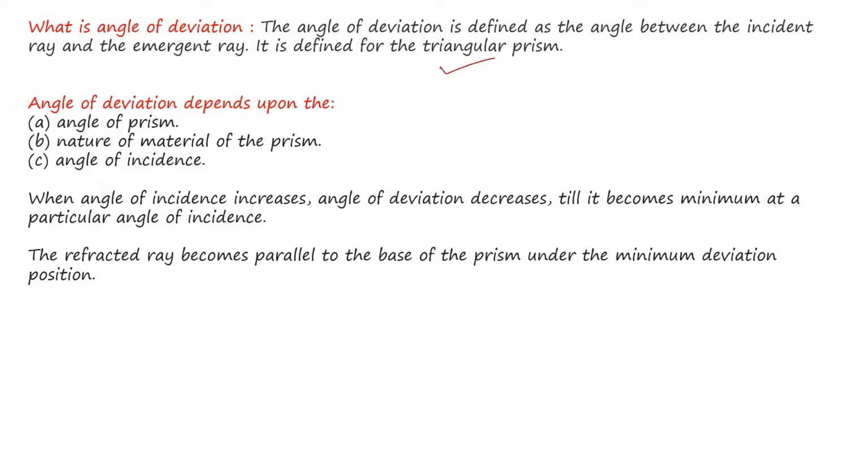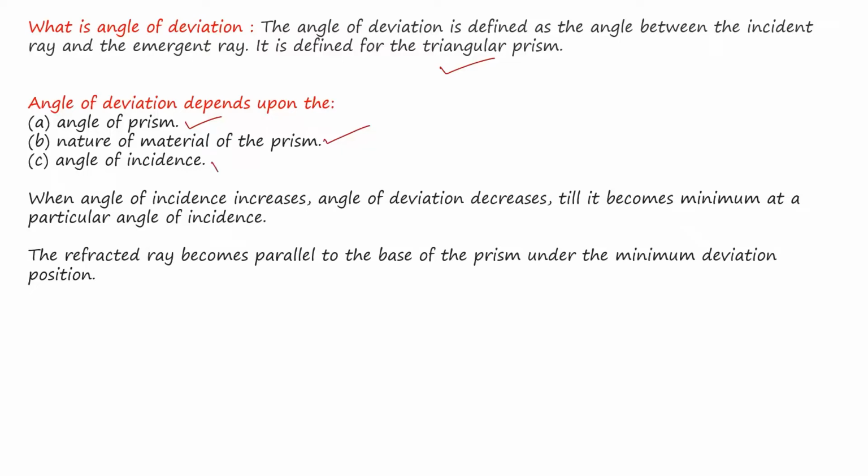Now, on what factors does the angle of deviation depend? It depends on two factors. Number one, angle of prism. Here the angle of prism is 60 degrees, with which we are going to perform. For the same angle of incidence, if we change the angle of prism, the angle of deviation will also change. Number two, nature of material of the prism. Nature of material means the refractive index of the glass of which the prism is made.